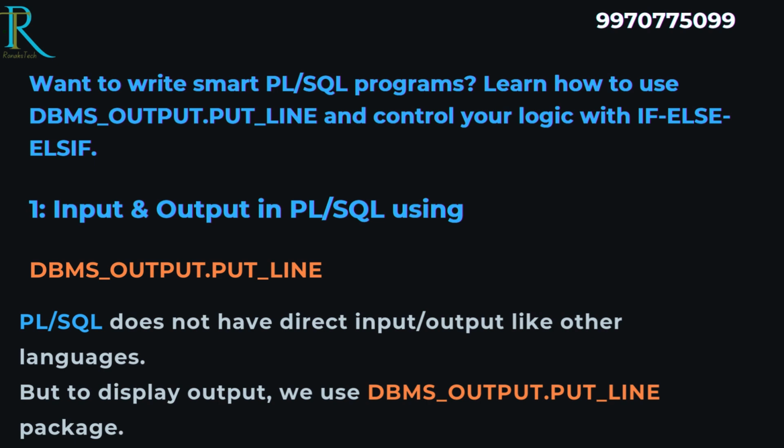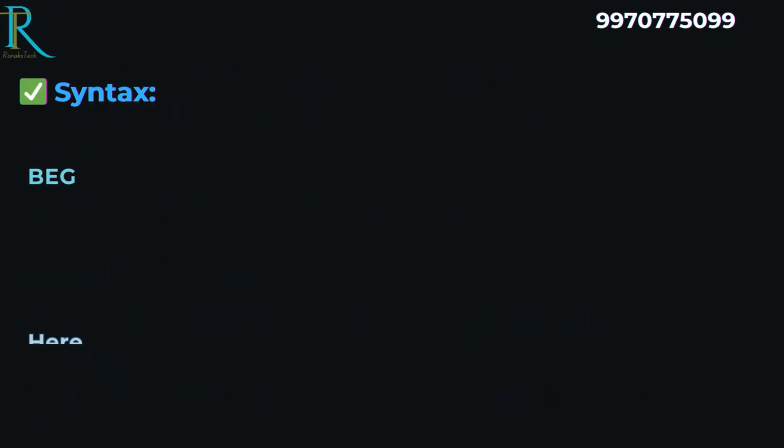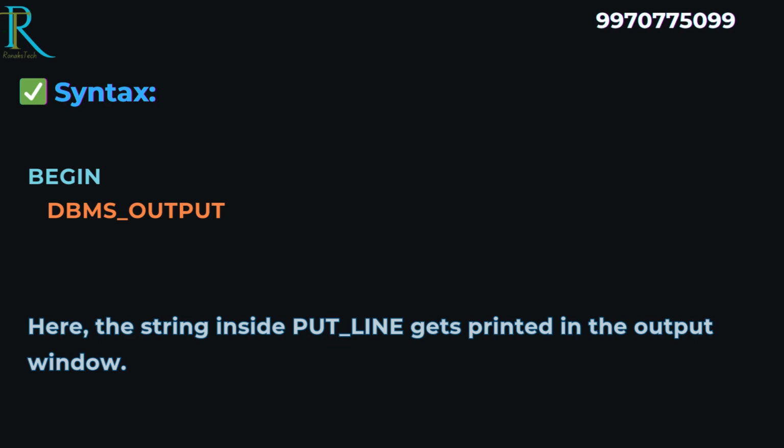In PL/SQL, we don't use print. Instead, we use a built-in procedure called dbms_output.put_line to display output to the screen. The example is on your screen, which shows here. The string inside put_line gets printed in the output window.